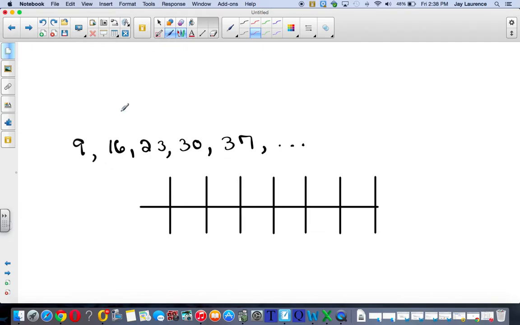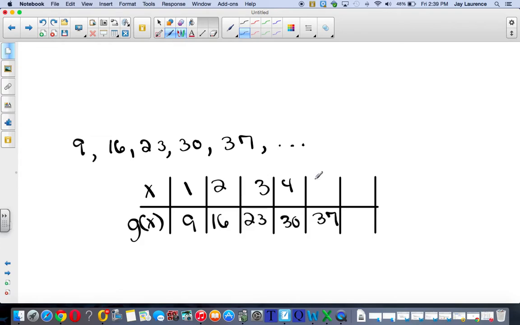Okay, so here I have a new sequence of numbers. I'm going to copy them into my table. My x, my input. I'm going to use g of x this time just so you don't get spoiled by always seeing f of x. Use g of x, h of x, k of x. They all just mean a function. And these are my outputs. These are my g of x's. So I'm going to put 9, 16, 23, 30, 37. And then this is my first input, first output, second output, third output, fourth output, fifth output, and I'm after the nth output. All right.